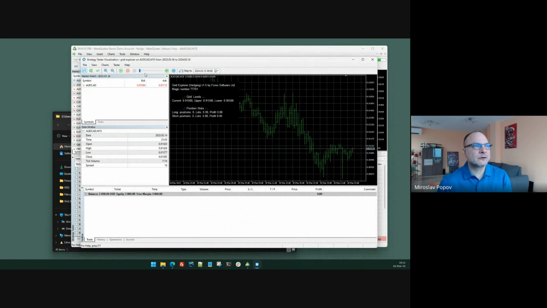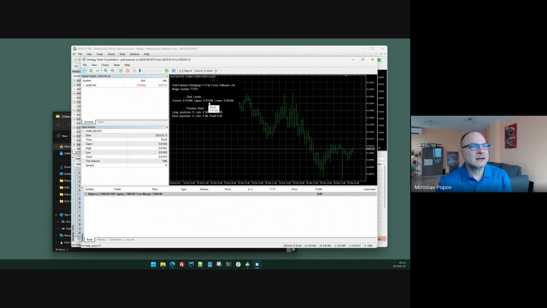So when we start the robot for the first time, it calculates the grid levels. I decided not to plot the levels with horizontal lines because it becomes cumbersome when we have more trades. And now when I start the backtest, you see the grid levels of the deals, because the tester will show it, so you don't need to plot this. But anyway, the price at that time is 0.910085, and these are the grid levels calculated by the robot.